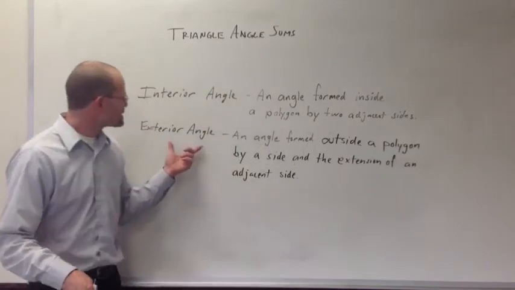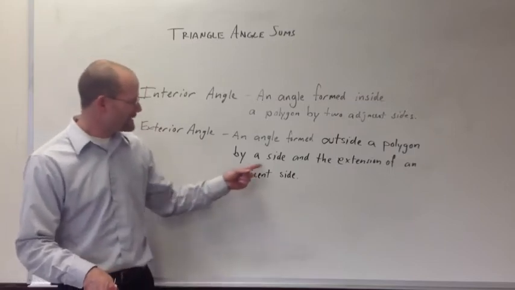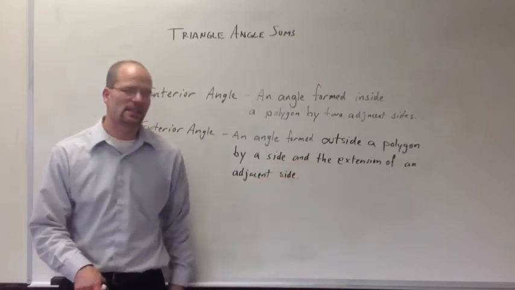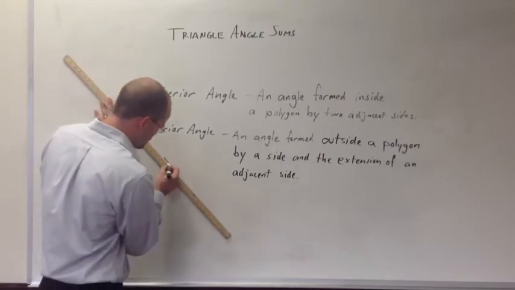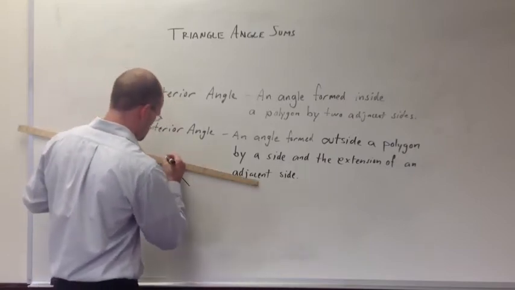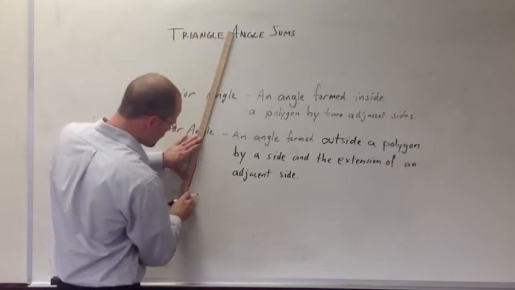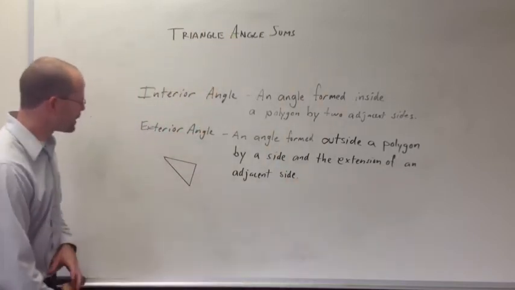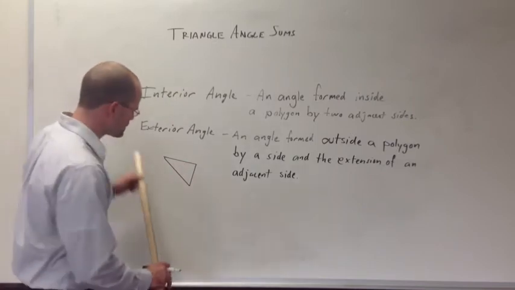Okay, let's look at an exterior angle. An exterior angle is an angle formed outside a polygon by a side and the extension of an adjacent side. That's a little less obvious than the interior angle. Let's just take a look at it. We'll look at another triangle, although this could be done in any kind of polygon. The interior angles are very obvious, but where are the exterior angles?